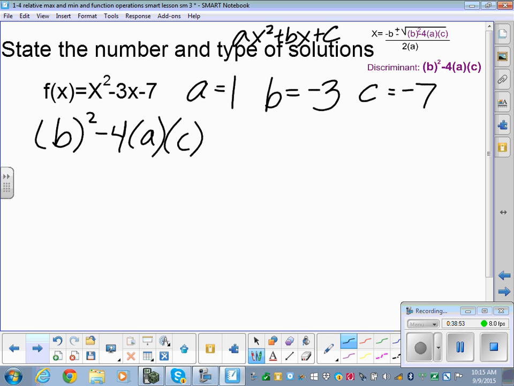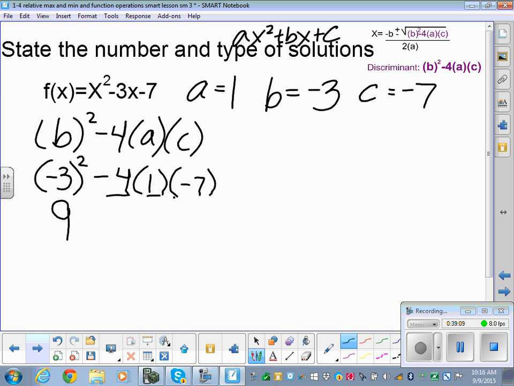Okay, so now plugging that into the discriminant, we'll be plugging in negative 3 in parentheses, very important, negative 3 squared minus 4 times A is 1, times C is negative 7. So let's simplify this. This is our discriminant, just this piece. Negative 3 squared is positive 9. And then we have negative 4 times 1 times negative 7. That's going to become a positive, guys. Negative times a negative is a positive.